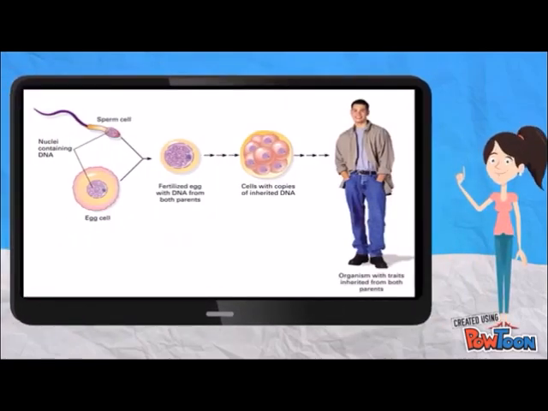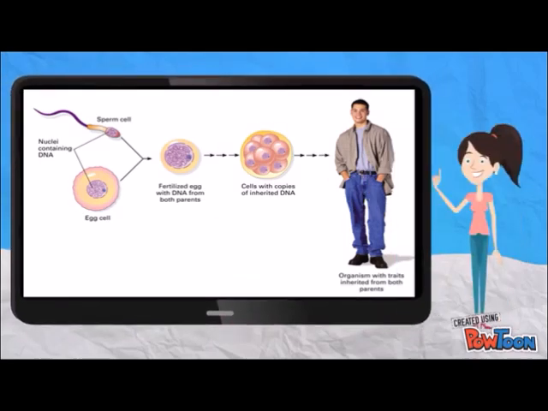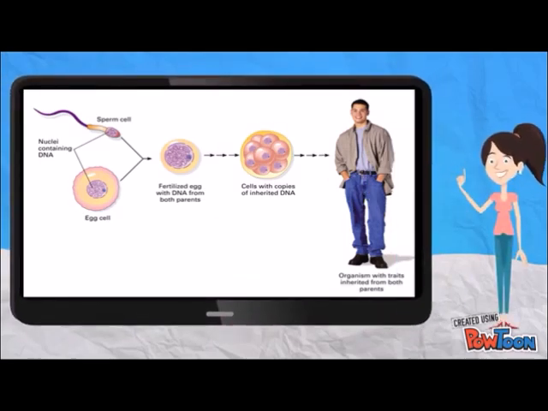In humans, an egg cell from the mother fuses with a sperm cell from the father. The result is a fertilized cell containing a combination of DNA from both parents. The inherited DNA directs transformation of the fertilized egg into a person with his or her own eye color, facial features, and other characteristics.